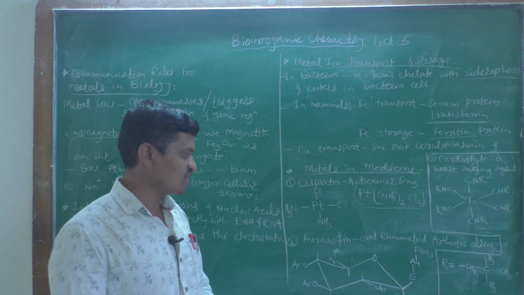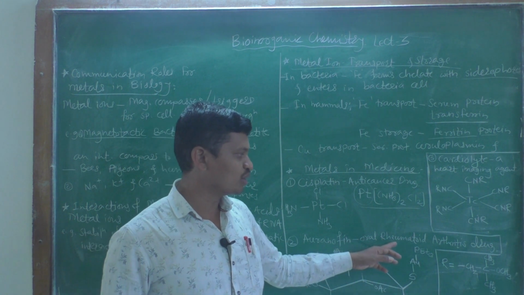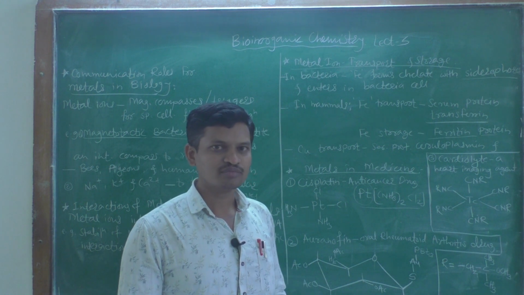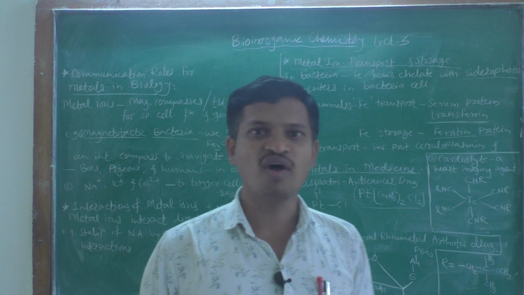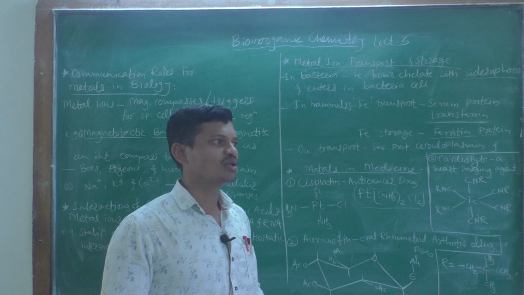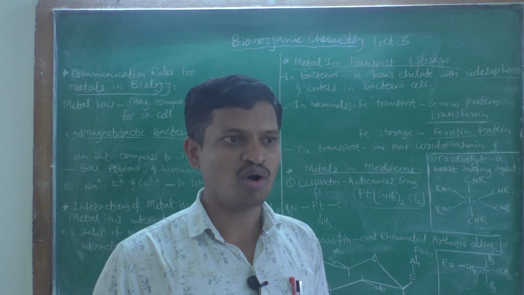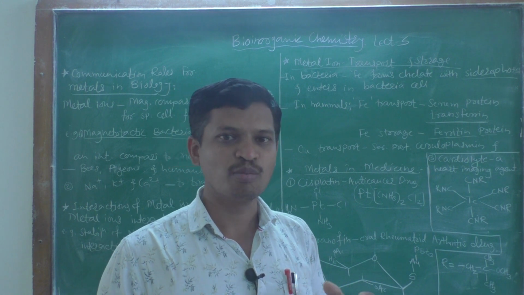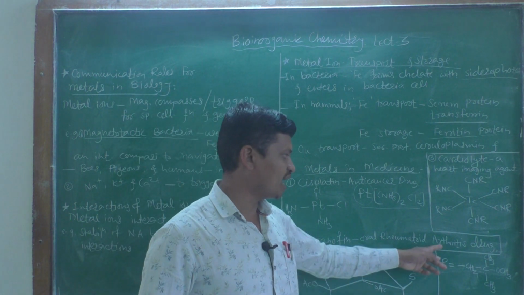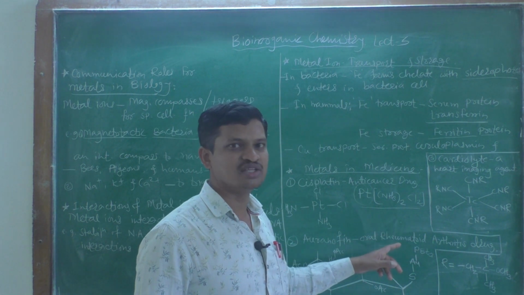Then the second drug is known as Auranophine. This Auranophine drug is an oral rheumatoid arthritis drug. It is administered orally and it is used for the treatment of arthritis. Rheumatoid arthritis means the disease which is related to joint pains, to the bones, or the skeletal system of the human being. It is known as rheumatoid arthritis, and for the treatment of this disease, this Auranophine drug is used.